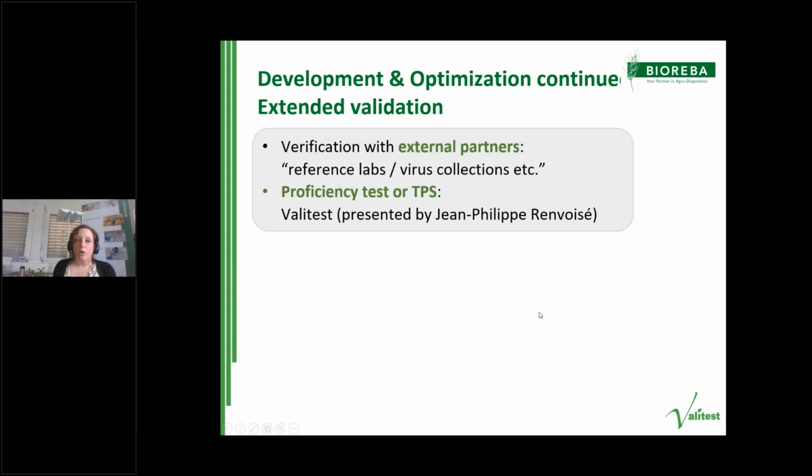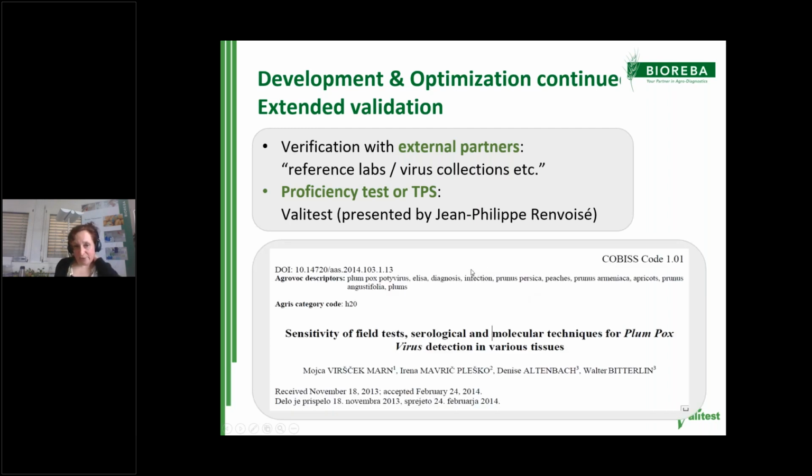We as manufacturer always try to have an extended validation, and this includes, if possible, a verification with external partners. We try to work together with reference laboratories or with laboratories having access to a nice virus collection. And in the case of the Plumpox virus AgriStrip, we collaborated with the Agricultural Institute of Slovenia, so with Mojca Mann and Irena Mavric, and they did a nice study and compared sensitivity of field tests, and they compared serological and molecular techniques.